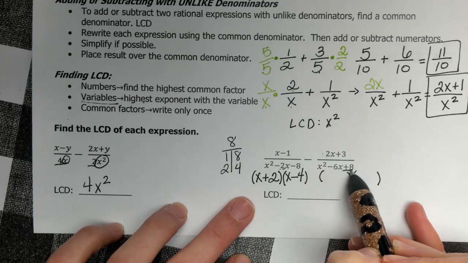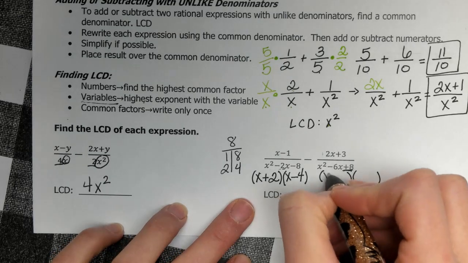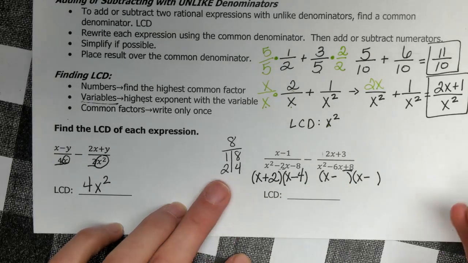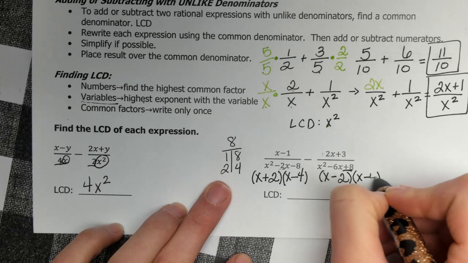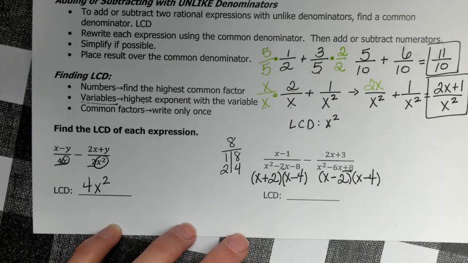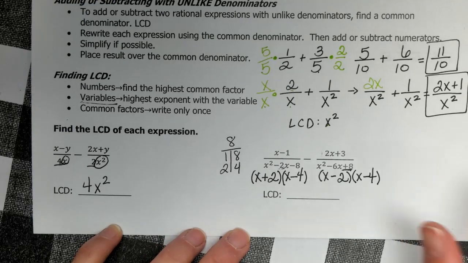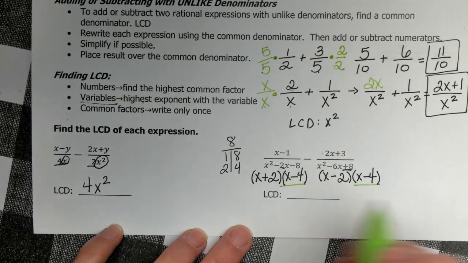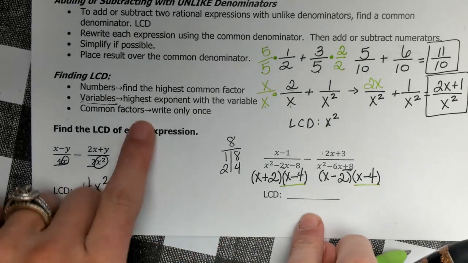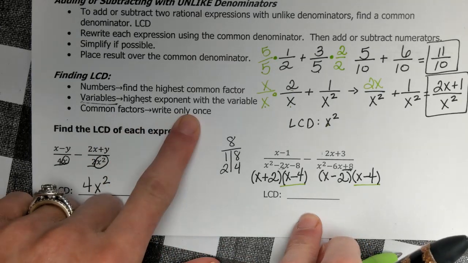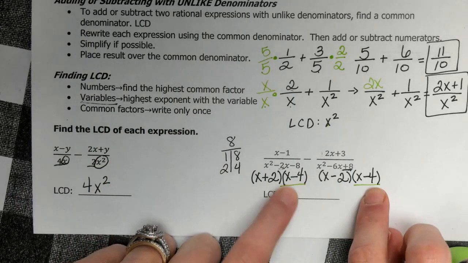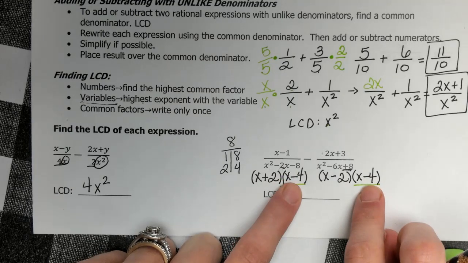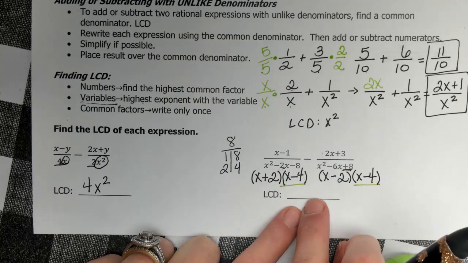And then x squared minus 6x plus 8. Now it's a plus 8, so that means they're the same sign. They're both going to be negative. And there, again, is my 2 and 4 to give me 6. So what I need to look at is what appears in both. See how you have x minus 4 in both? That's good. You only have to write it once. That's what this common factors write only once is talking about. If it appears only once in both terms, then that means that's part of my LCD.